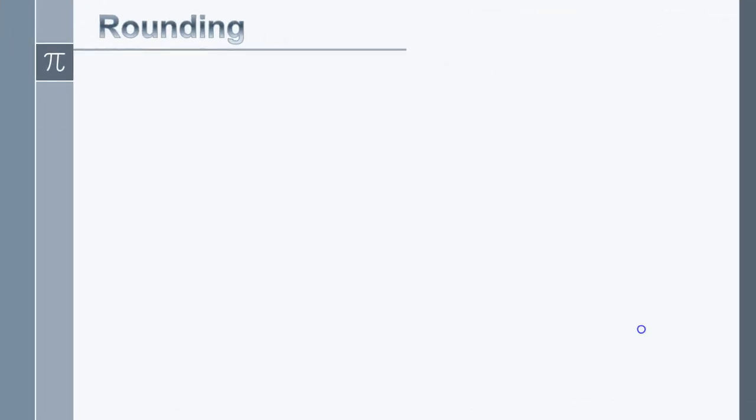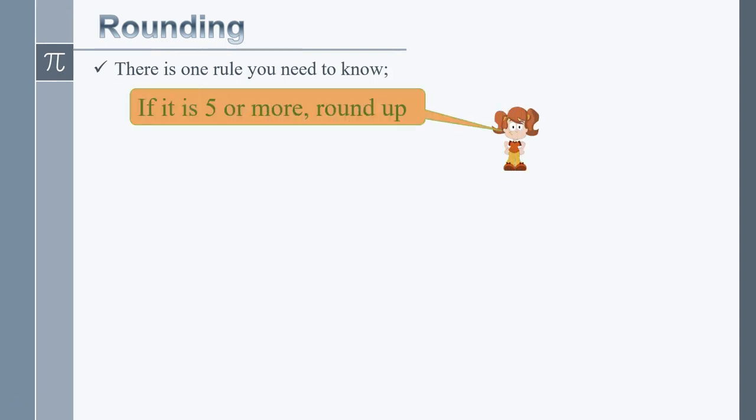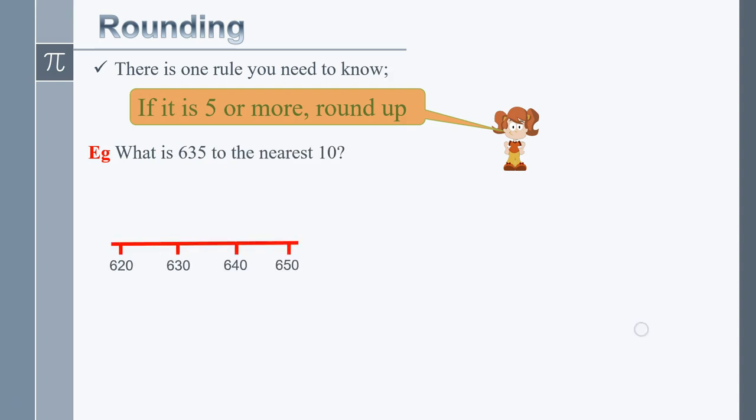Right then, moving on. There's one basic rule that you need to know that I'm assuming you're already familiar with, which is that one. If it's 5 or more, we round up. So, for example, if we had, what is 635 to the nearest 10? Here comes our number line. I've written out my number line to the nearest 10: 620, 630, 640, and so on. And clearly we can see that 635 is going to sit exactly in the middle.